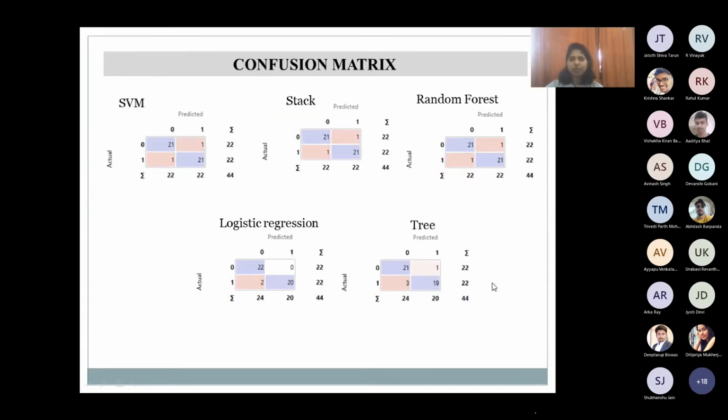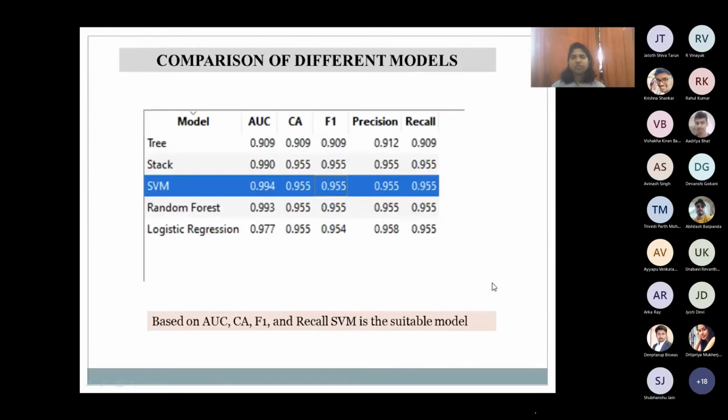We take the analysis further and we see the test scores, and we identify the various parameters. Here we see that based on various parameters such as AUC, CA, F1, precision, and recall, SVM is the most suited model. However, stack also comes very close to the scores of SVM.